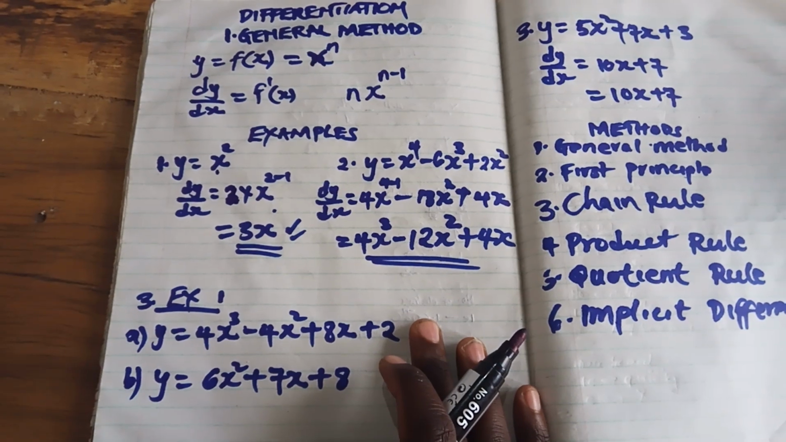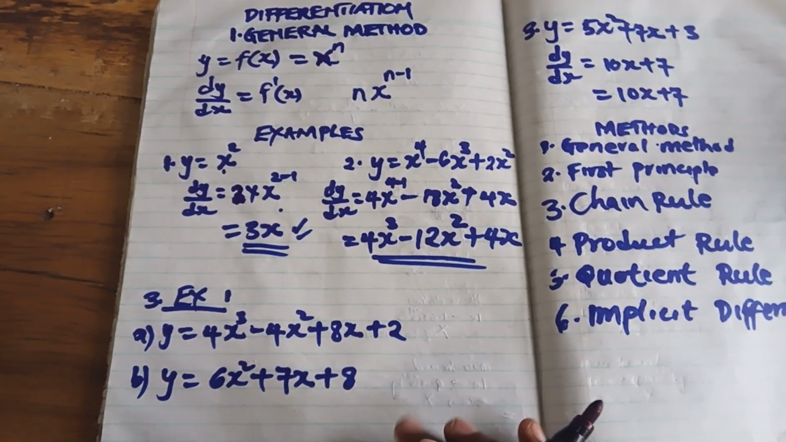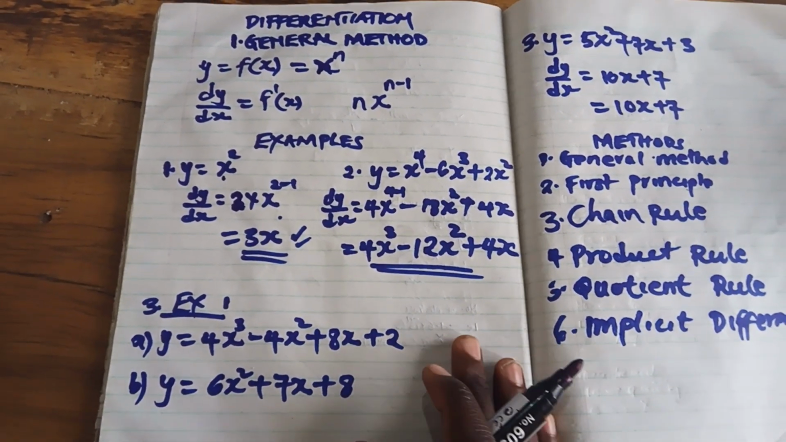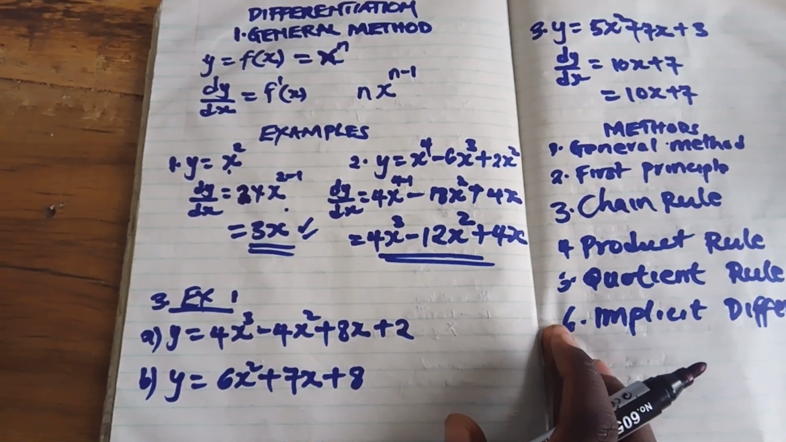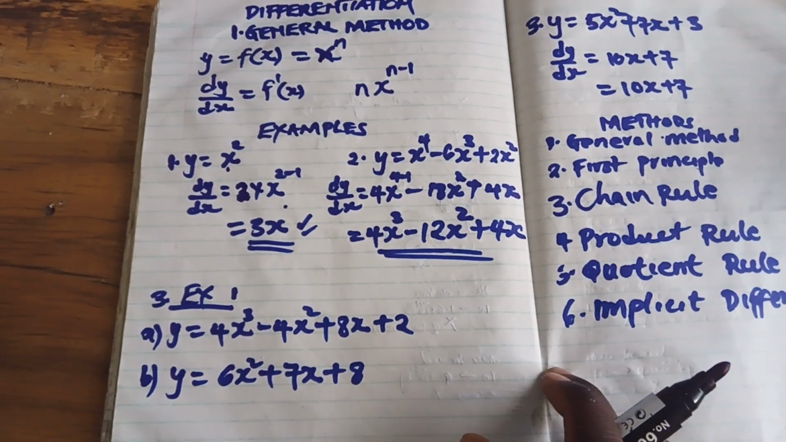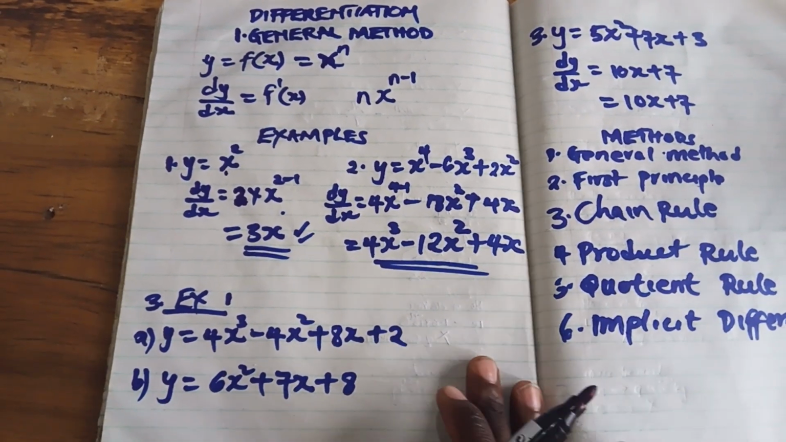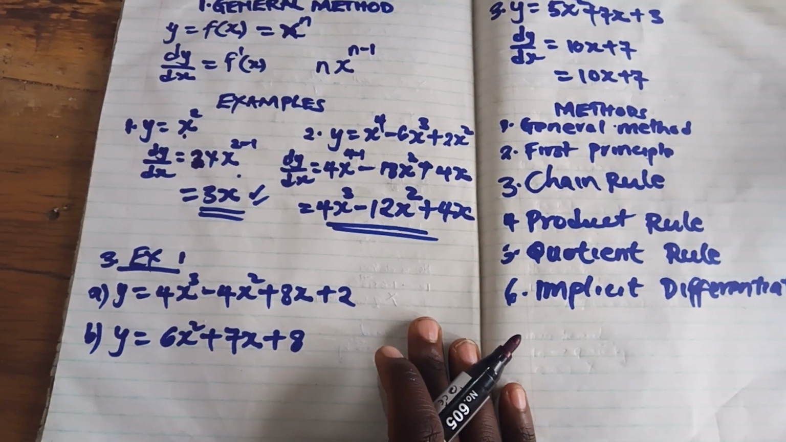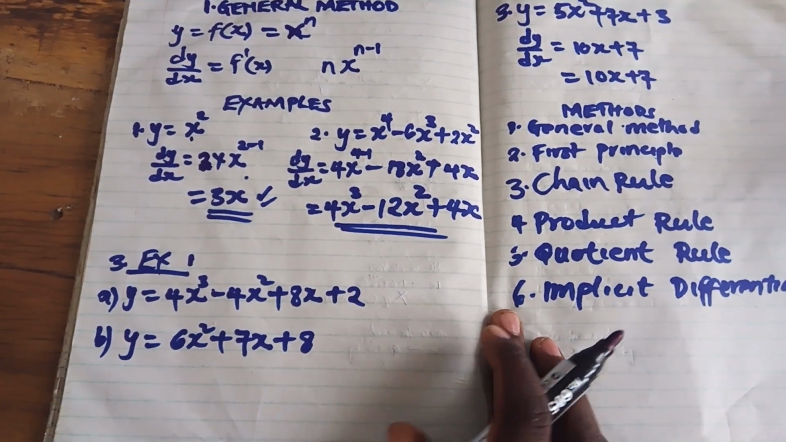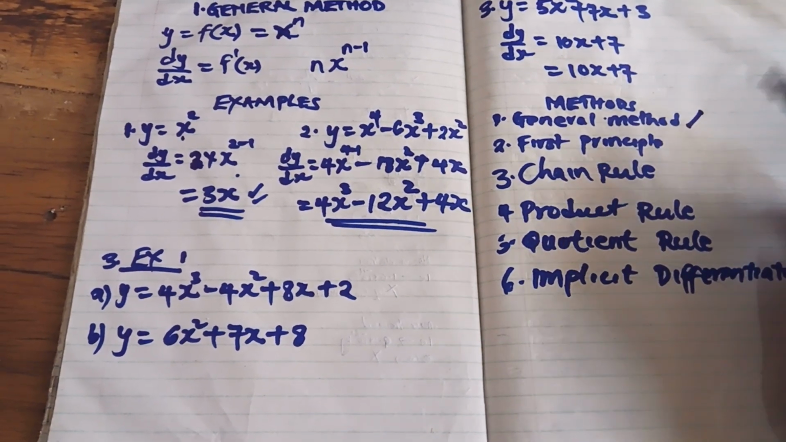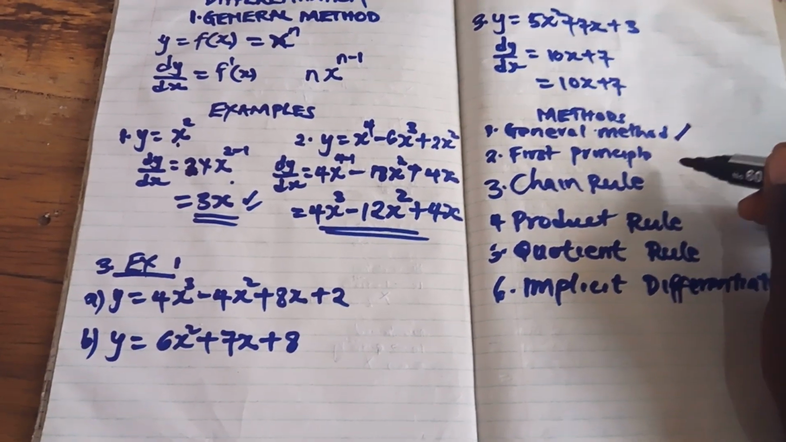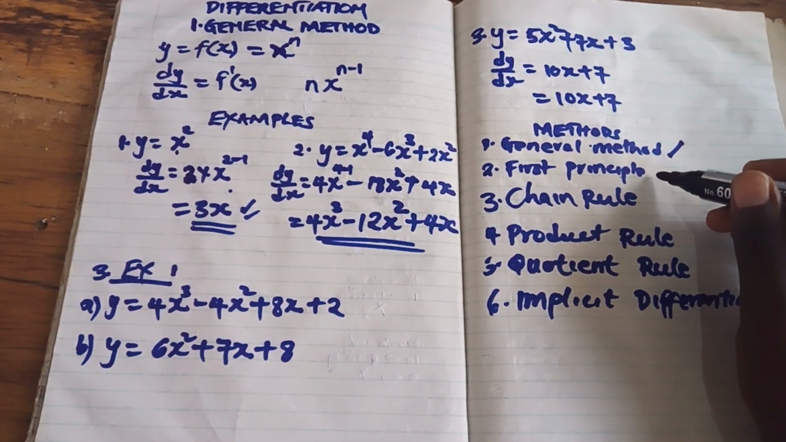Today we are going to look at differentiation. Under differentiation, the following are the methods of differentiation we are going to discuss. Differentiation is divided into 6 methods. The first method is the general method of differentiation. The second one is differentiation using the first principle.